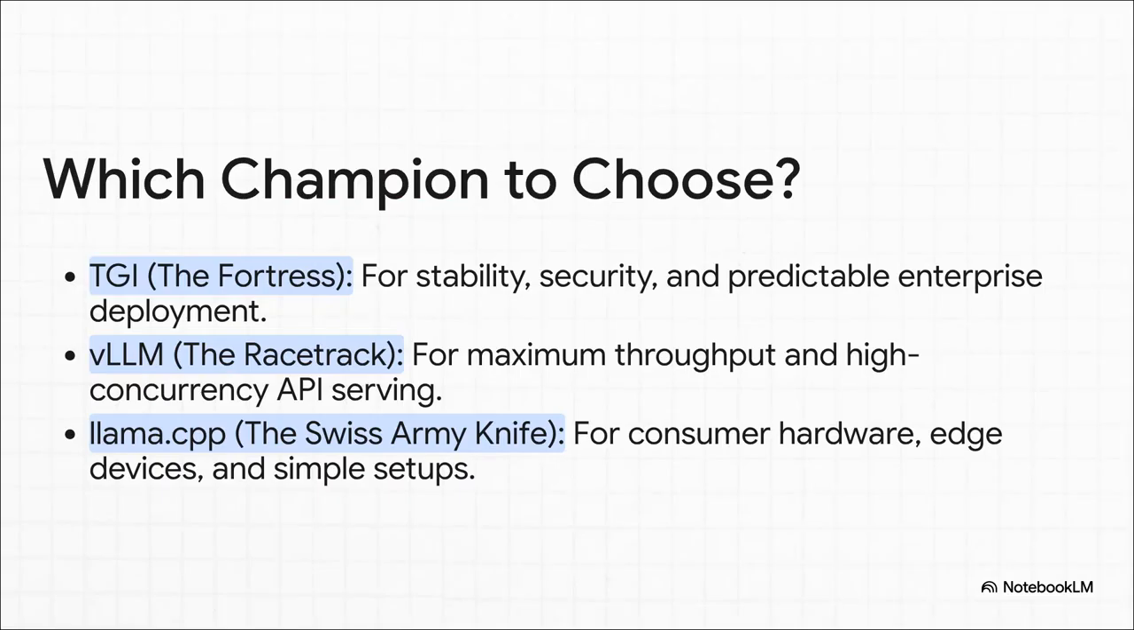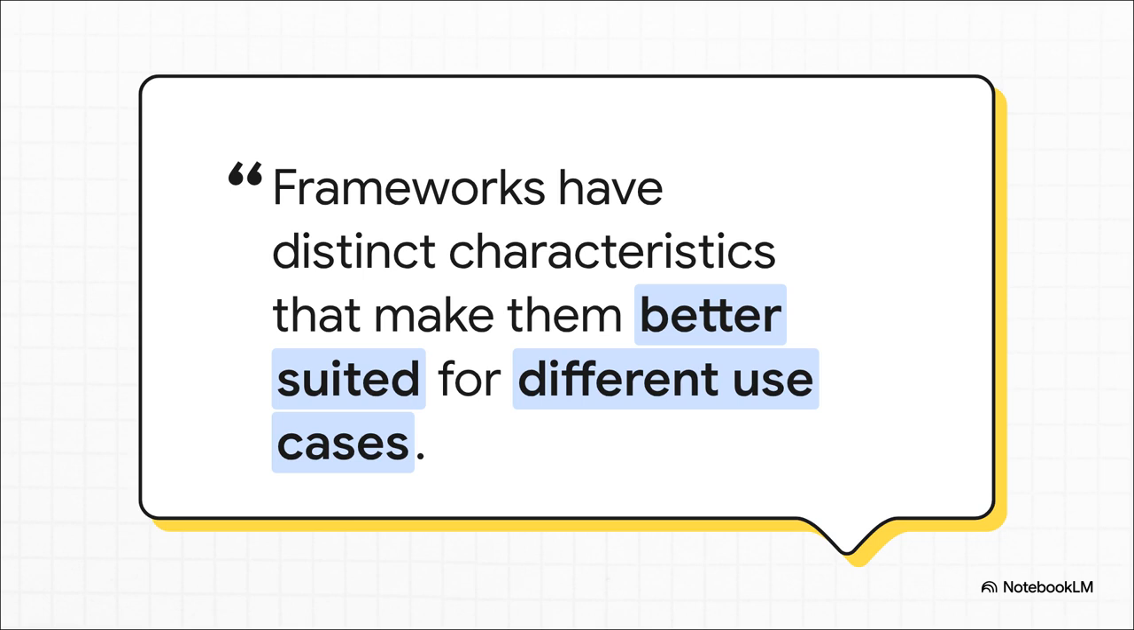So here's the easiest way to think about it. If you're building a fortress, something that needs to be rock solid, super secure, and predictable for a big company, you go with TGI. If you're building a racetrack and you need maximum speed and throughput for a public service, vLLM is your champion, hands down. And if you need a Swiss Army knife, something that's portable, efficient, and can just run anywhere, well, llama.cpp is the undeniable winner.